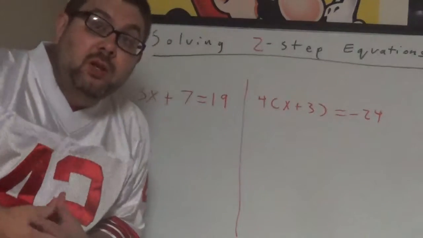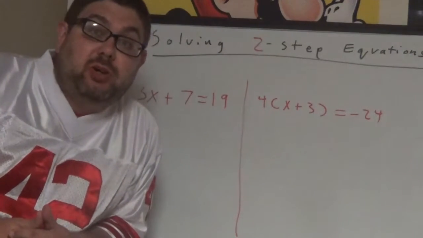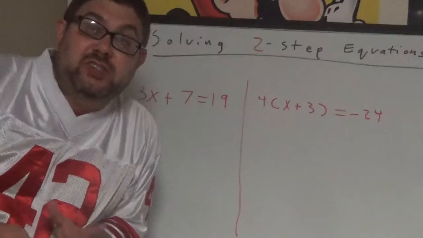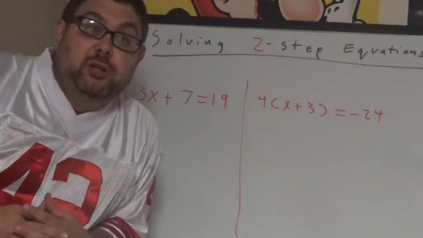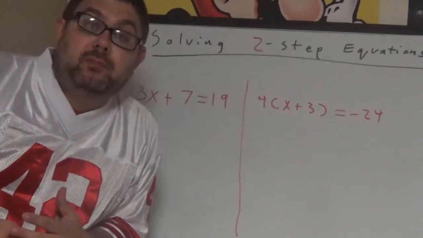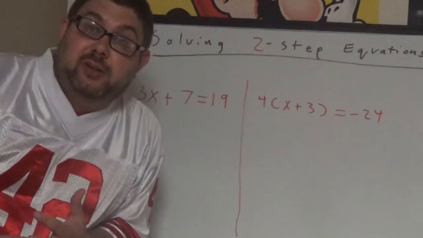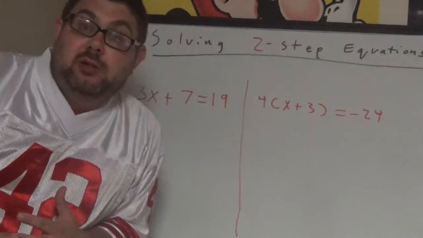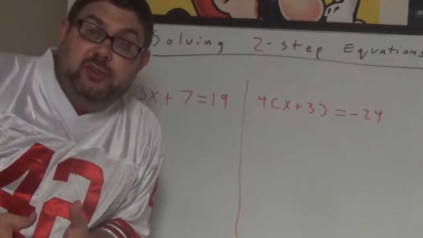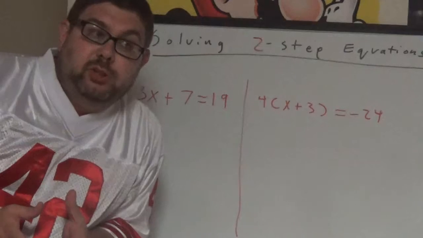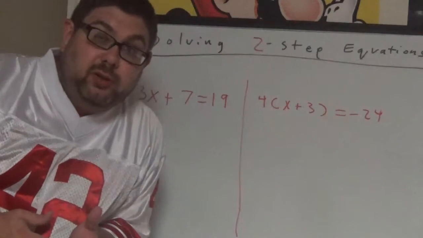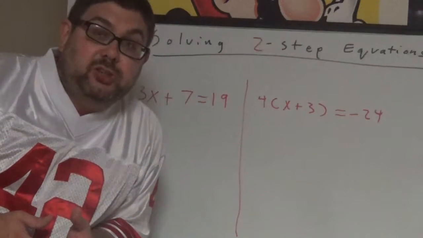So, the rules for two-step equations are pretty much just the same as one step. You're solving for the variable, you're doing inverse operations, and whatever you do to one side, you have to do to both sides. Literally, the only difference is you've got two numbers to get rid of to do inverse operations on instead of one.